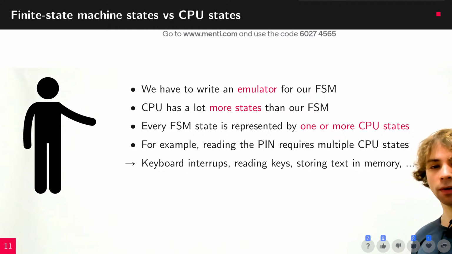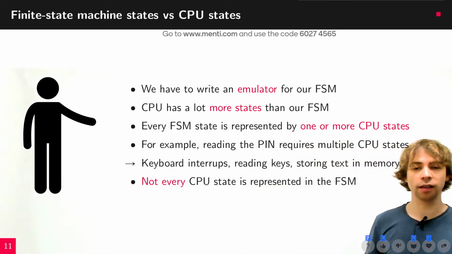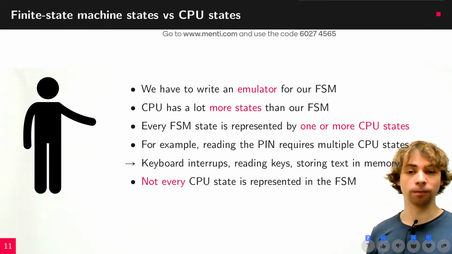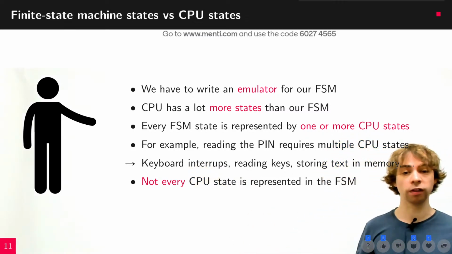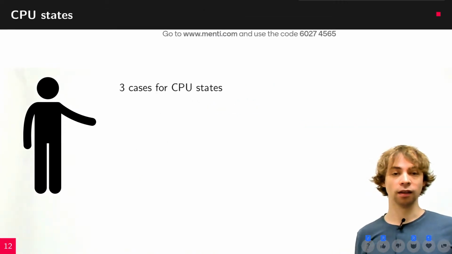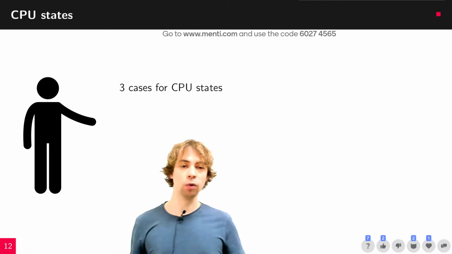And not every CPU state is represented in the finite state machine. For instance, imagine if you get an interrupt, not just the keyboard interrupt, but maybe a disk interrupt that has nothing to do with your program, then this is not even part of the finite state machine. So what CPU states do we have?